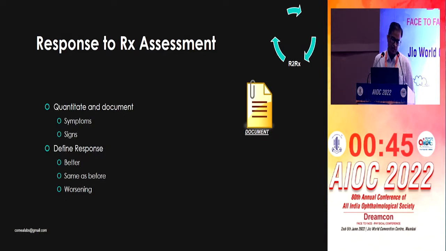So response to treatment assessment is an important part of your management. Whatever the treatment has been given before, you need to assess whether the patient actually got better or not from the history. From your treatment, if you need to assess whether the patient is getting better or not, you will have to quantitate and document each and every symptom and sign, and then define the response, whether it is better, same as before, or worsening, and then probably change course.